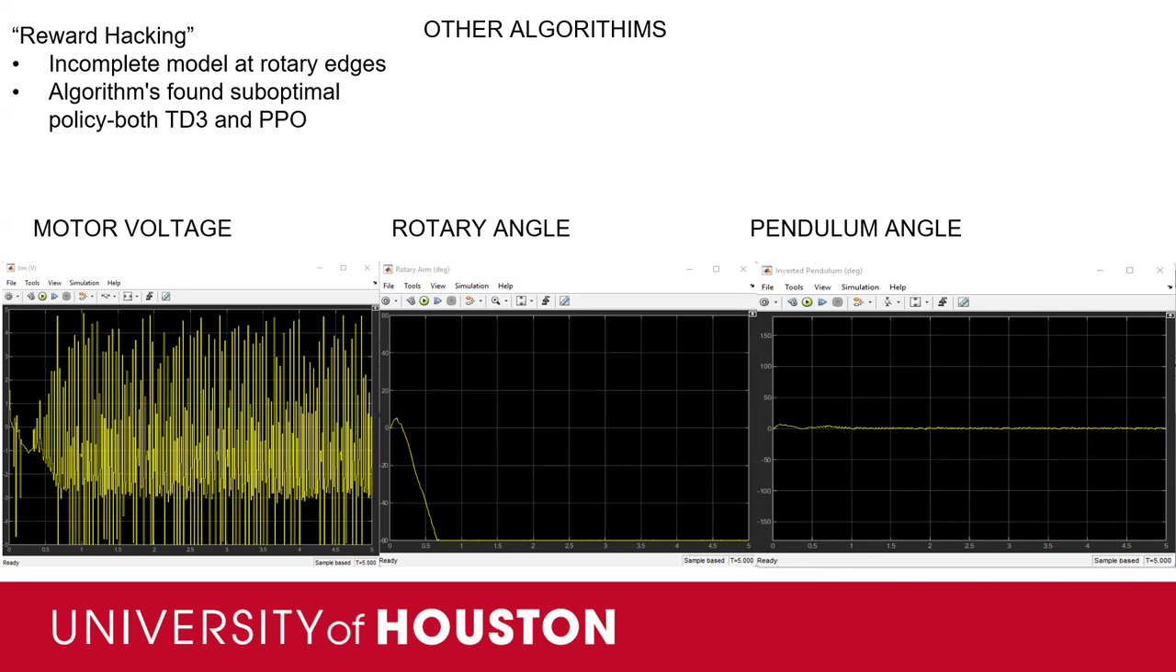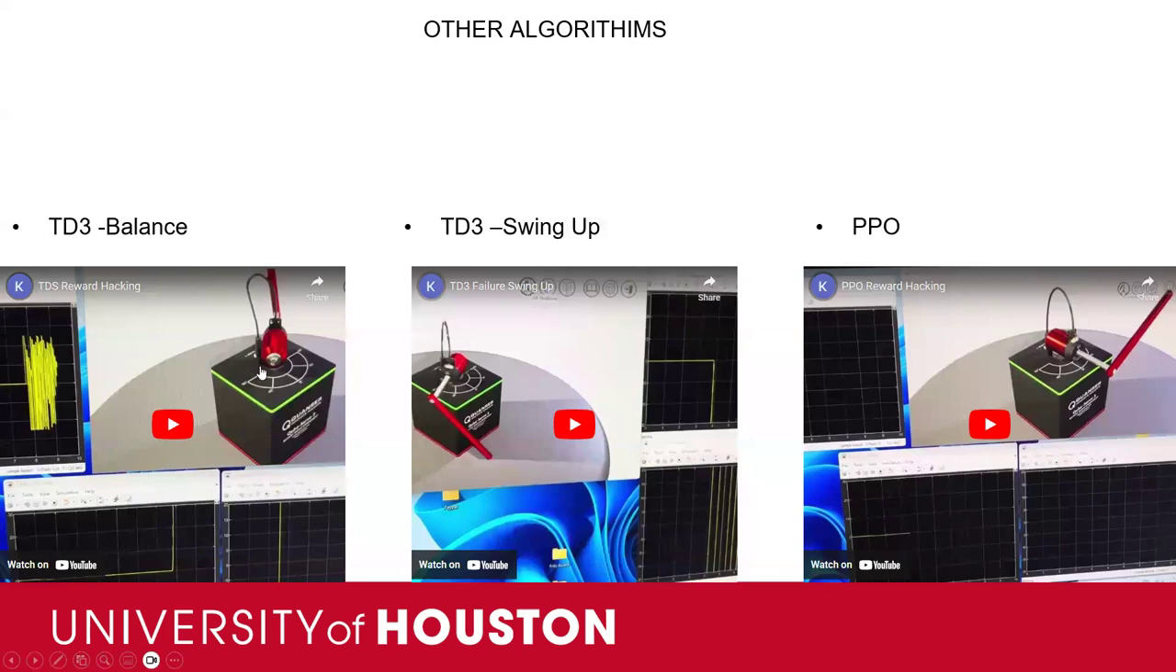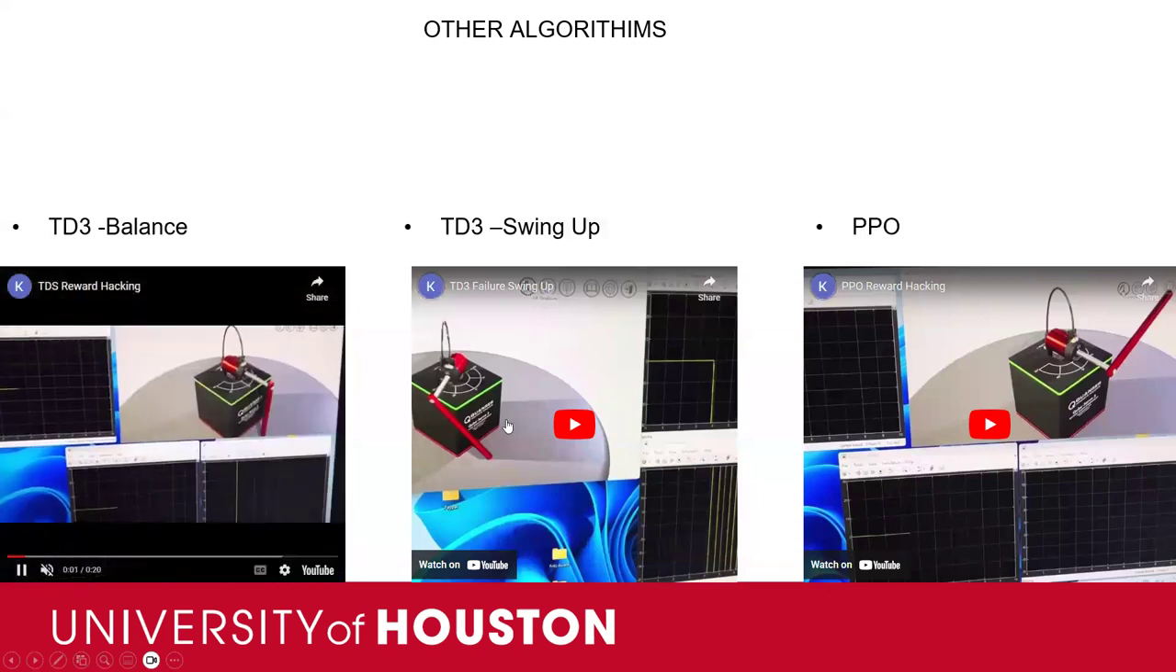Something that can be noted: you can adjust that window and adjust the stop training criteria to help disincentivize it going in this area. That wasn't done for this training session, so there's future work to try and limit this behavior. Both TD3 and PPO found this way to balance this inverted pendulum, and we're going to show some videos here.